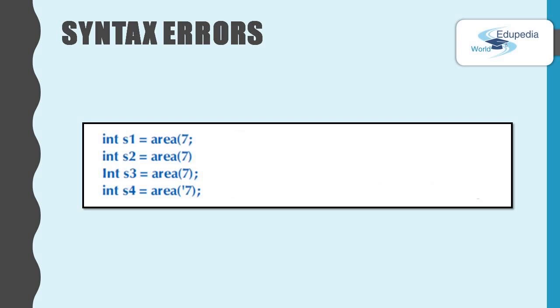Okay, now did you find the errors in these code lines? In the first code line, the ending parenthesis is missing. In the second code line, the statement termination symbol, the semicolon, is missing. In the third code line, for the data type int, rather than capital I, it should be simple I.